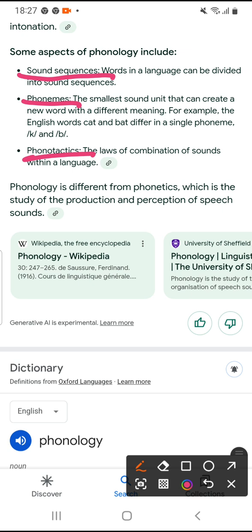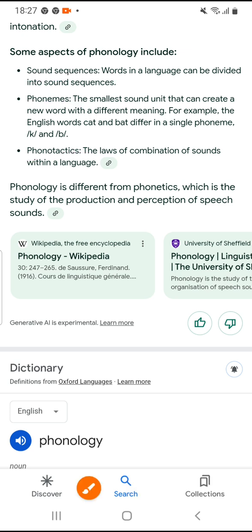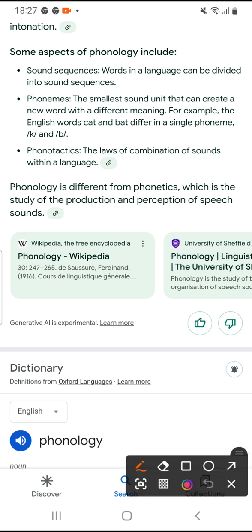Now, sound sequences. Words in a language can be divided into sound sequences. What is a sound sequence? Sound sequences means words. For example, Ram eats a mango. That is divided into Ram, then eats, then mango. So this is a sound sequence, right? Words in a language can be divided into sound sequences.